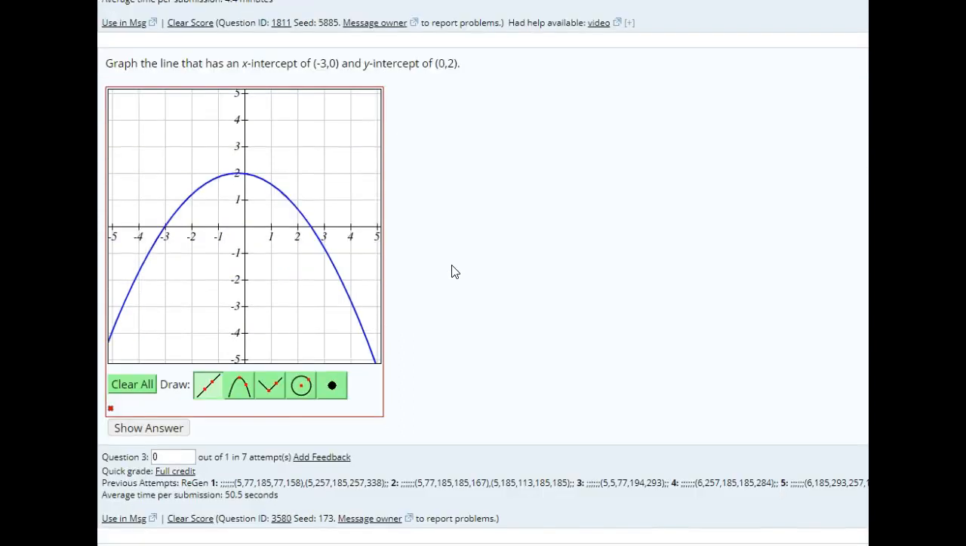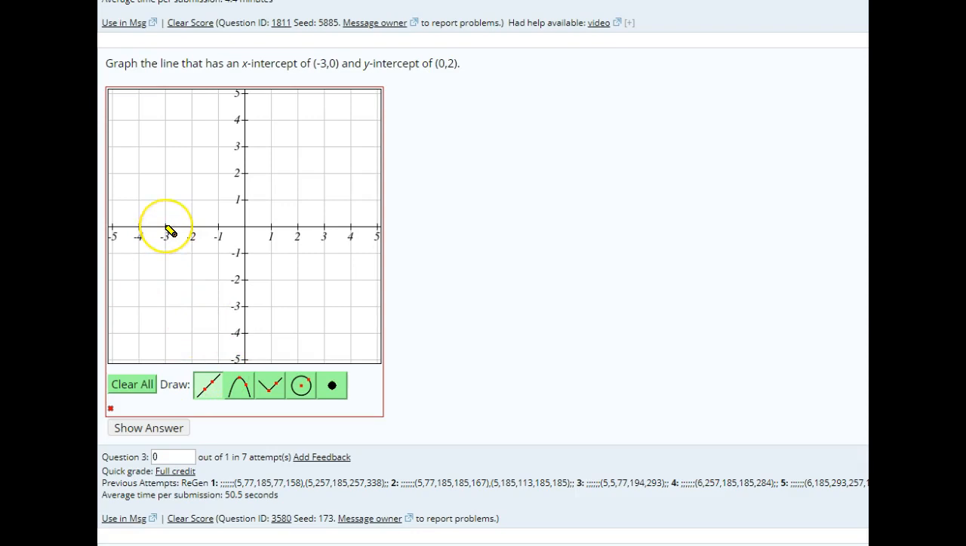Here you were asked to graph a line. Well, this isn't a line, this is a parabola. So first of all, this needs to be a line. And it says graph the line that has the x-intercept. So I need to plot these 2 points, or put my line at -3, 0. And we always start here in the origin, and I go -3, 0. So I've got my line.